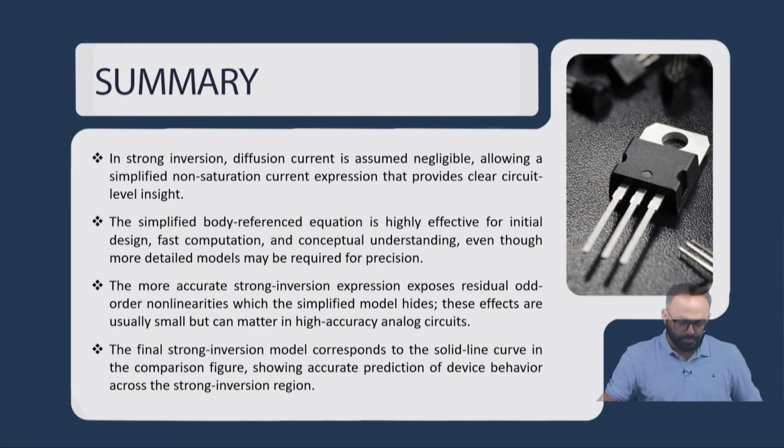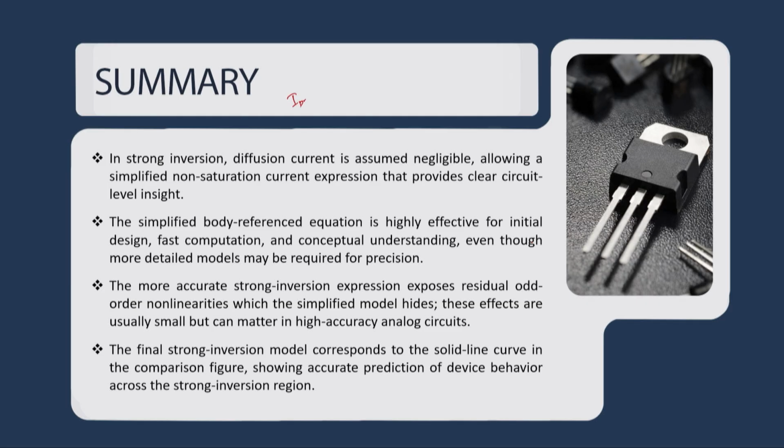So let me summarize here. In this lecture we have seen that in strong inversion we can define the current by considering a source reference or body reference model, where we have considered only the drift component. We have also said that different models give different intuitions. With the body reference model, the current rises linearly with drain to source voltage, and hence the MOSFET acts as a resistor.